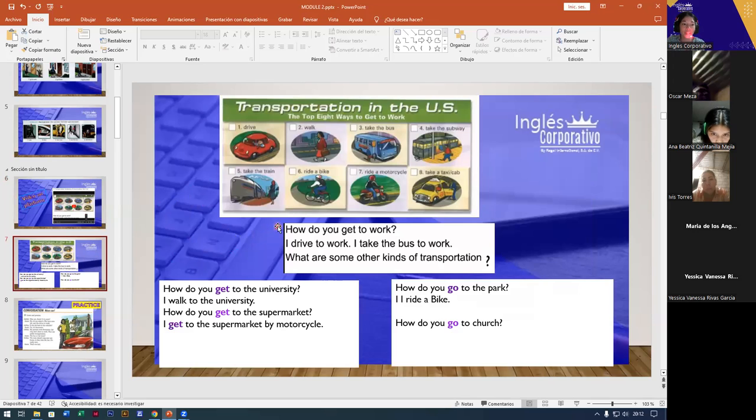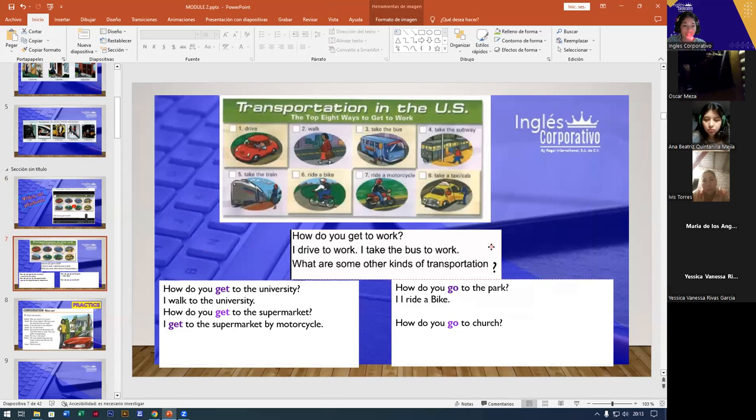Right? So as you notice, we have different transportation in the U.S., right? They are different from here. Only some of the transportations are similar to here in El Salvador. So let's check which are similar and which are different.